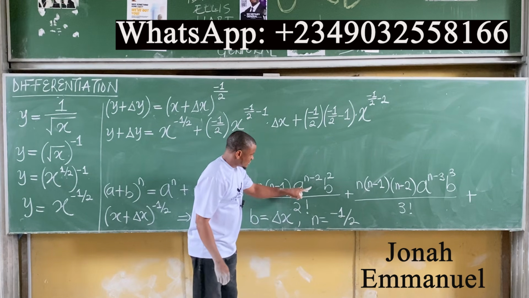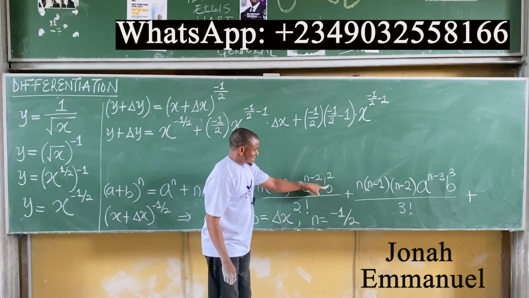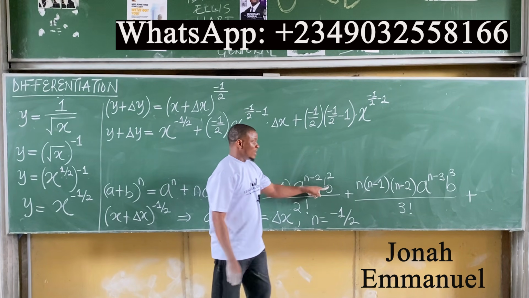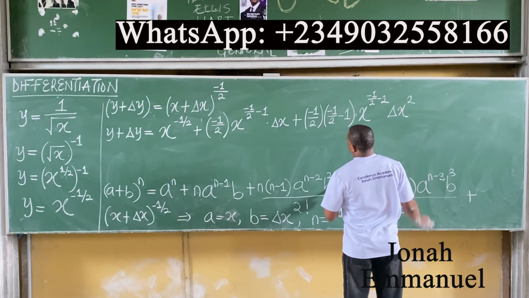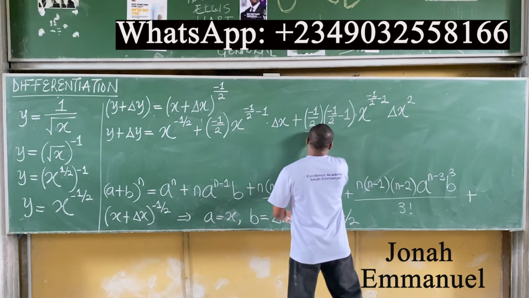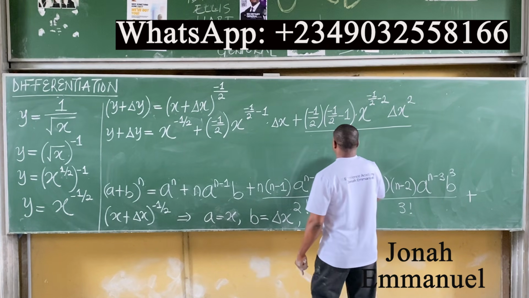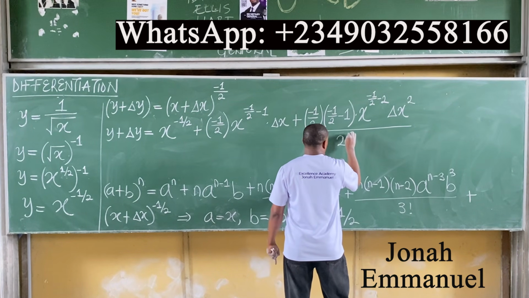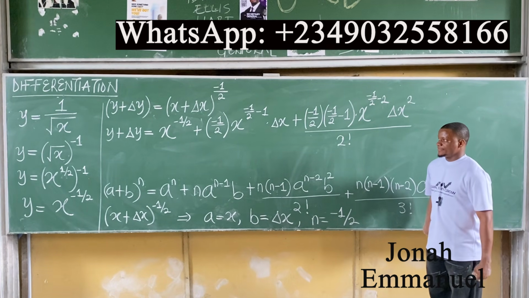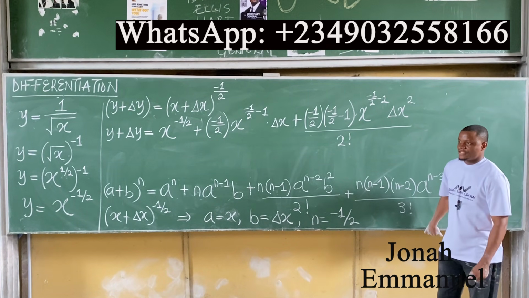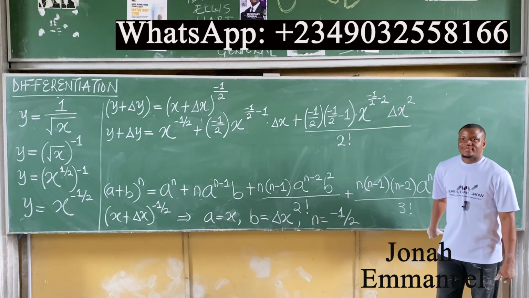That's n minus 2. What's next in there? B squared. What's b? Change in x, squared. So I have this, all over 2 factorial. Well, there's a third term, but we can stop here anyways. We can stop here, don't worry. Let's stop here. So this is it.